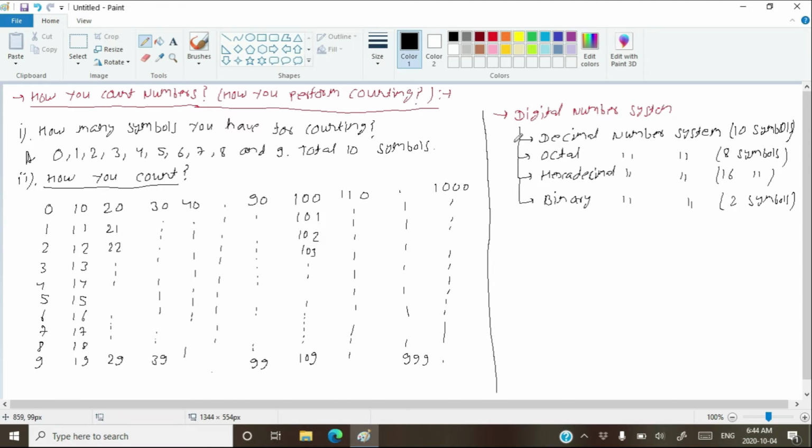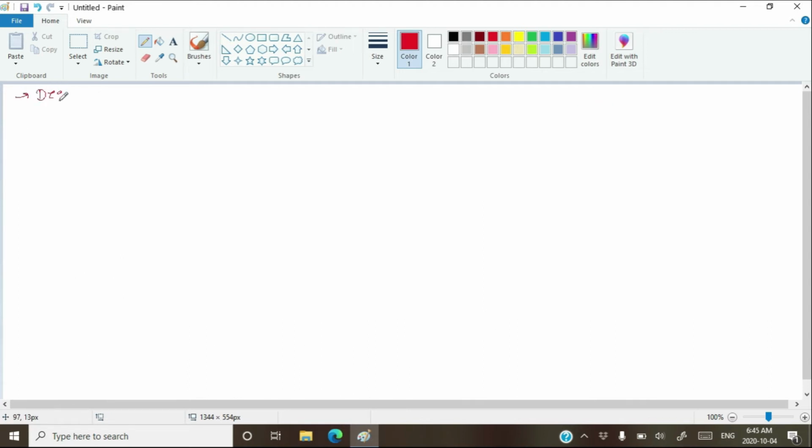Of course, we are going to learn all these number systems in more detail. Hopefully you know how to count in the decimal number system, and we are going to count in octal, in hexadecimal and in binary number systems. Okay, so let's start the formal study of digital number systems. The first digital number system we have seen is the decimal number system.